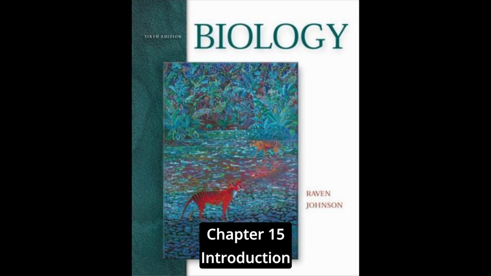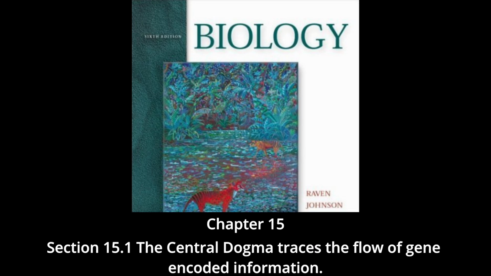The essence of heredity is the ability of cells to use the information in their DNA to produce particular proteins, thereby affecting what the cells will be like. In that sense, proteins are the tools of heredity. In this chapter, we will examine how proteins are synthesized from the information in DNA, using both prokaryotes and eukaryotes as models. Section 15.1. The central dogma traces the flow of gene-encoded information. Cells use RNA to make protein.